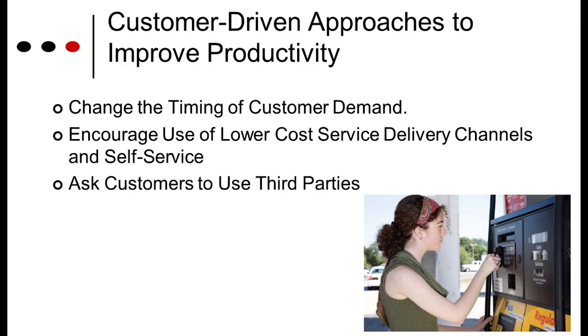Then there are the customer driven approaches to improve productivity. What do I mean by customer side changes to improve productivity? Changing the timing of customer demand. When I say changing the timing, you can encourage customers to come and use the service outside peak period. You offer them some kind of incentives to not come during peak period. And when they come outside peak period, what you're trying to do is manage entire demand, manage your capacity. Your service people are very capacity constrained.